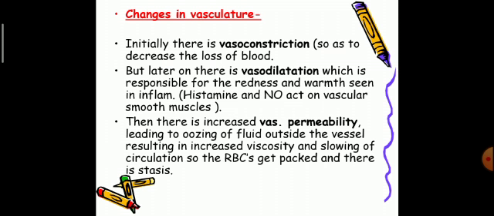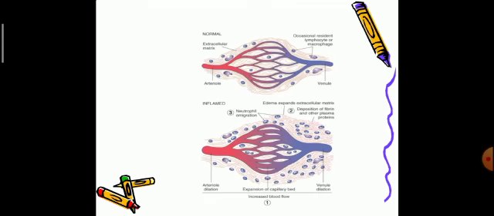Then there is increased vascular permeability leading to the oozing of fluid outside the vessel, resulting in increased viscosity and slowing of circulation. So the RBCs get packed and there is stasis. The above picture shows the normal vessels. You can see that in the inflammatory response there is vasodilatation, an increase in the extracellular fluid matrix and the neutrophils.